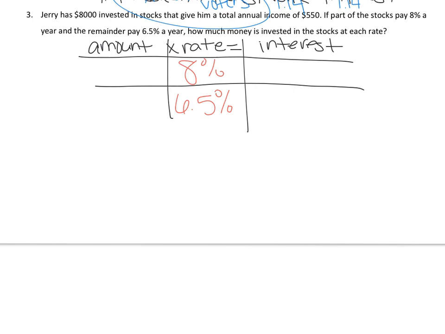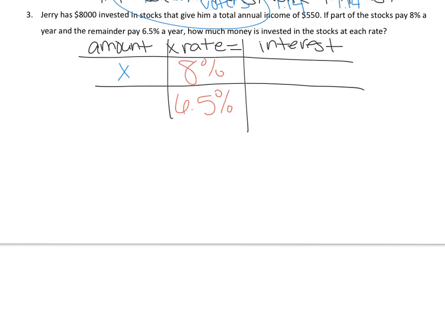So when this happens, and it wasn't just these types of problems, it was back in chapter 3 and 4 that we did this too, if we don't know anything else except for the total, we're going to pick a variable. So let's say we pick X, and I'm going to say Jerry invested X amount of money at 8%. Now, if he invested $8,000 total, this much money at 8%, how would you find out how much money he invested at 6.5%?